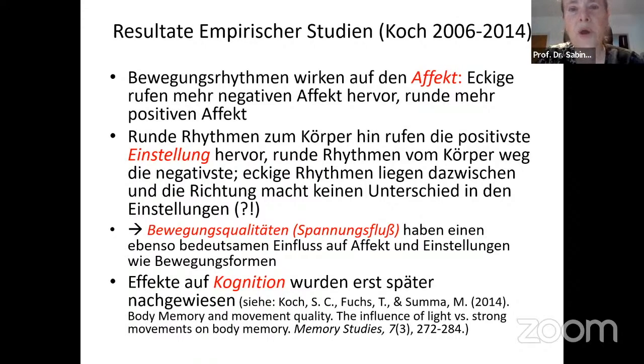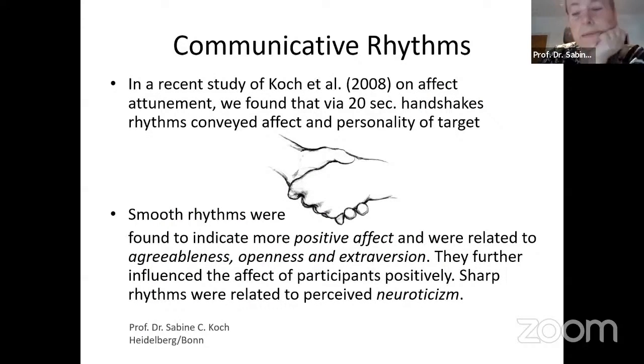So to sum this up, the movement rhythms are working on affect, and they create more negative affect when they are sharp, and more positive when they are round. And the round rhythms also create more positive attitudes. And the movement qualities have just as big of an influence as the movement shape changes, which we knew from psychology before, but movement qualities are having an equally big influence on affect and attitudes. And they also have an effect on cognition, that there's another literature here that we found later on, not in the original experiment. Let me get to my last point that I want to make today.